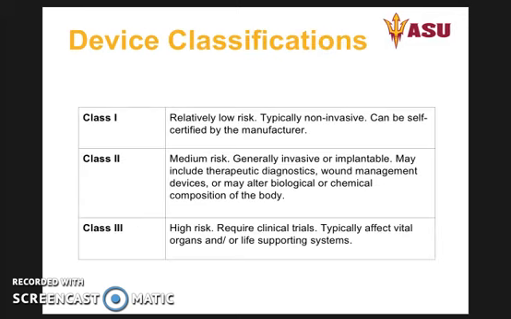The FDA separates medical devices into 3 classes based on level of risk. Class 1 devices are relatively low risk, typically non-invasive, and can be self-certified by the manufacturer. Class 2 devices are characterized as medium risk and are generally invasive or implantable and may include therapeutic diagnostics, wound management, or may alter biological or chemical composition out of the body. Class 3 devices are high risk, require clinical trials, and typically affect vital organs and/or life-supporting systems.